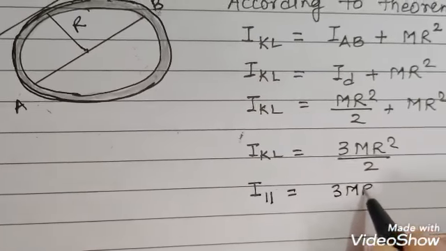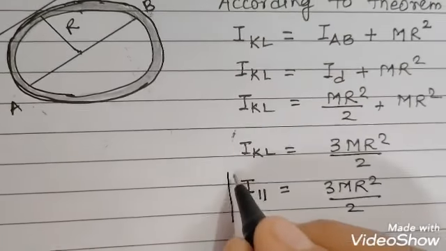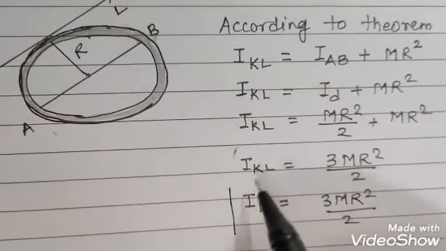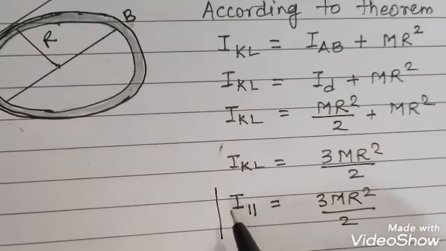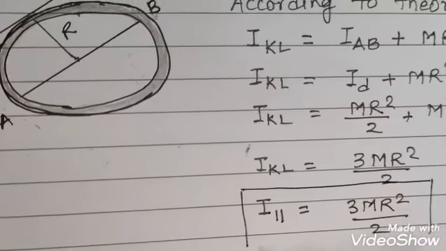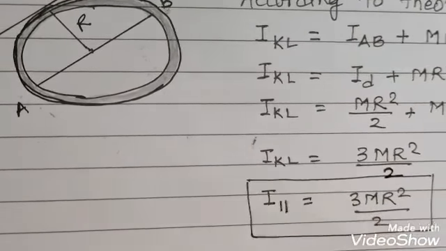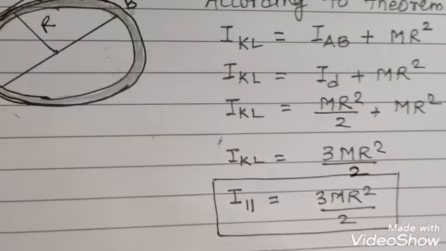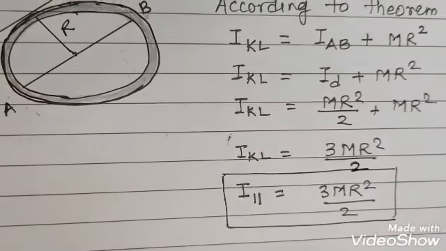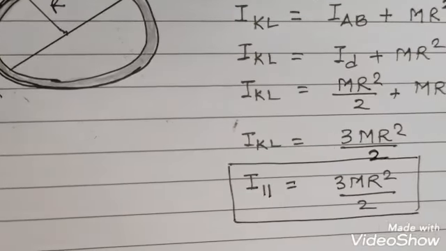This is about an axis which is passing tangentially, parallel to the diameter. So this is the formula for the moment of inertia of a circular ring about an axis passing tangentially parallel to the diameter.